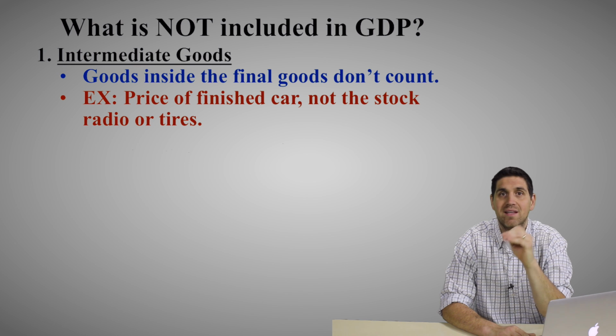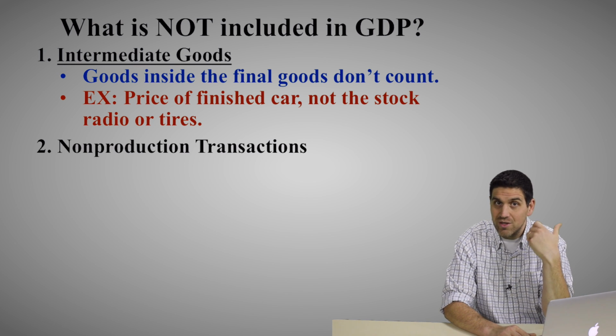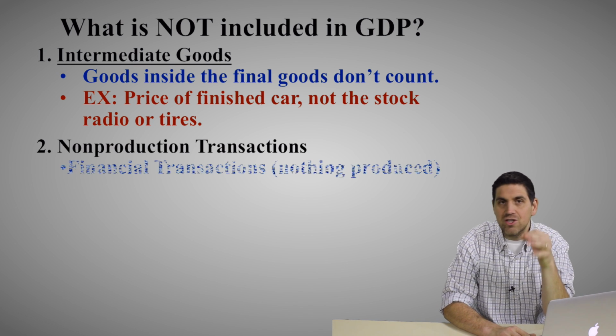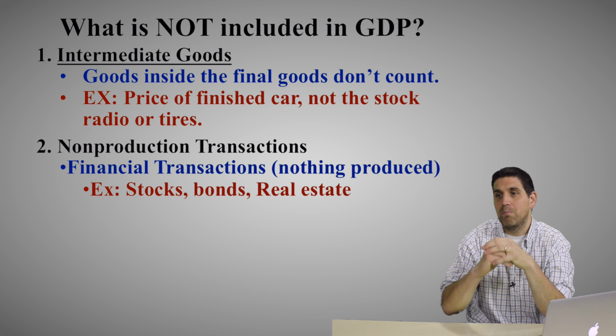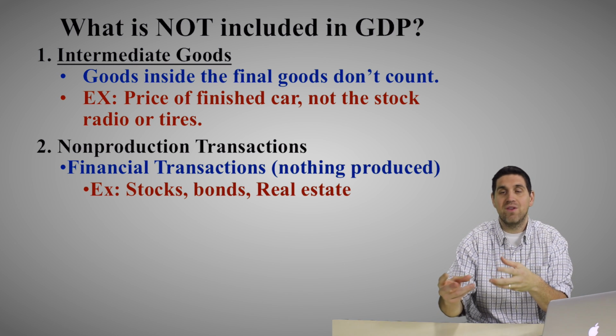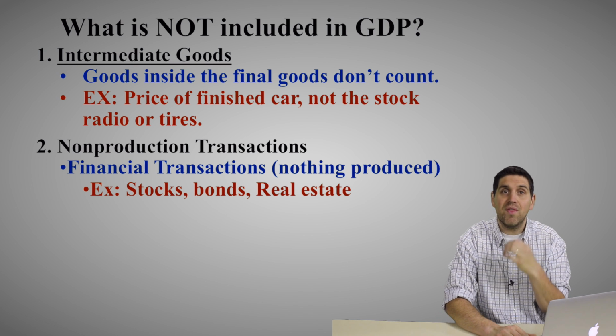Another thing that's not included is non-production transactions. You actually have to produce something. So financial transactions like stocks and bonds, you buy a certain number of stocks, that doesn't count in GDP because nothing was created.